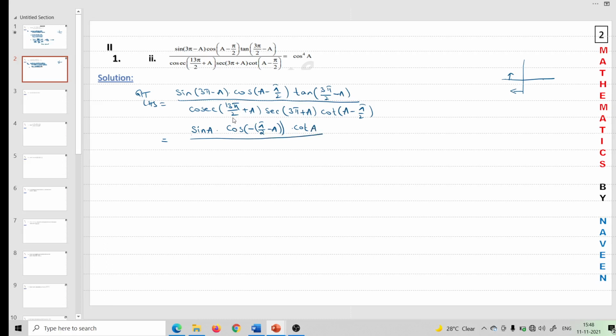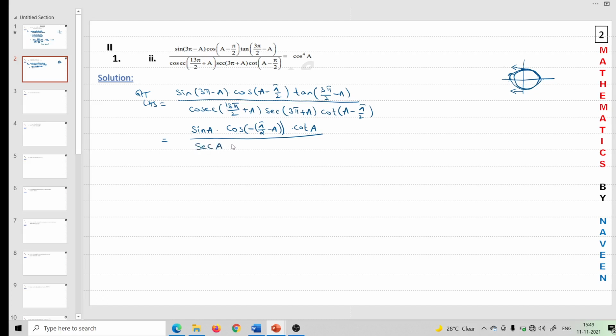cosecant of 13 pi by 2, right? See, one complete rotation means 4 pi by 2. 1, 2, 3 and 4. Again complete means 8. Again complete means 12. Right? And here it is 13. Here 13 pi by 2 plus a means this side, in second quadrant. In second quadrant, cosecant values are positive. Why? Because sine and cosecant both are positive, remaining all are negative. So I am not writing any plus or minus sign here. Pi by 2 is multiplied by 13, an odd number, so cosecant changes to secant.